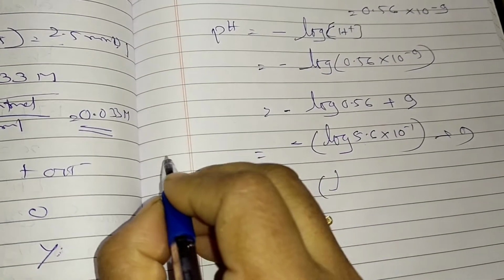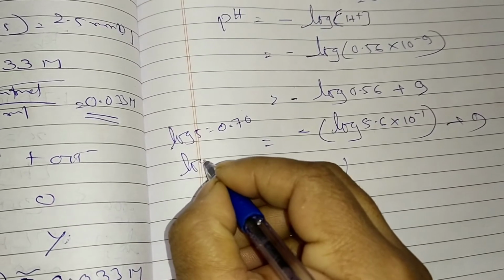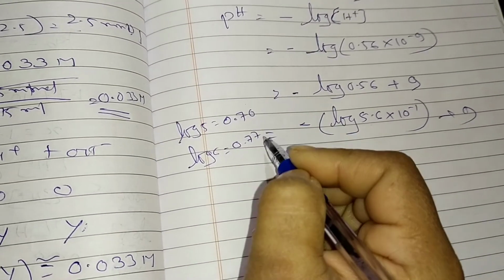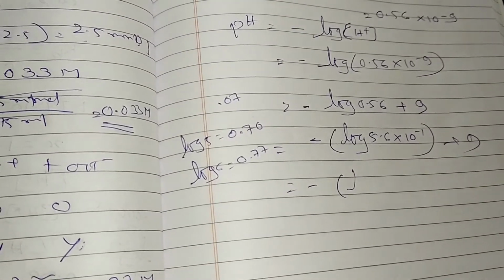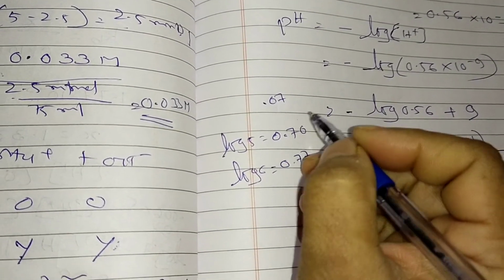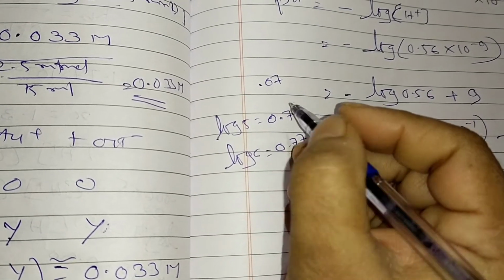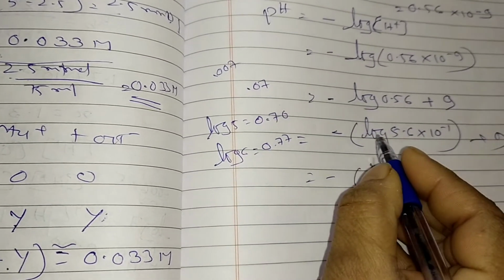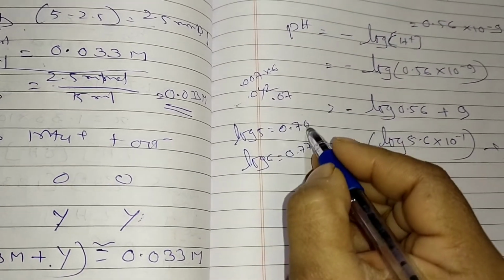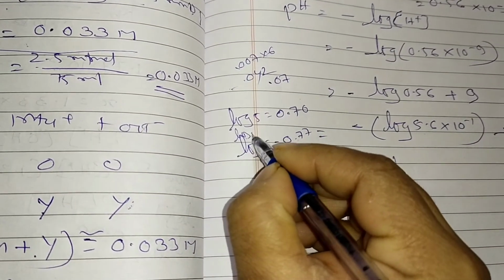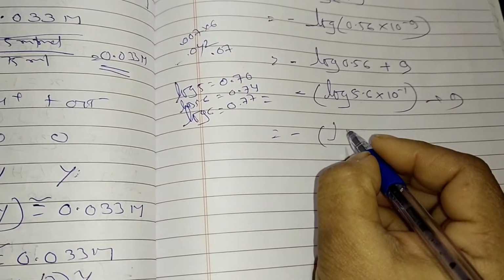So minus log 5.6. What is the value of log 5.6 here? The value of log 5 is 0.70, the value of log 6 is 0.77. So what is the difference here? 0.07. That means 0.07 is the difference. So for 1 division it is 0.007, and for 5.6, into 6, that means 0.042. So if you add 0.04 with this, what will be the value of log 5.6? 0.74. Okay.